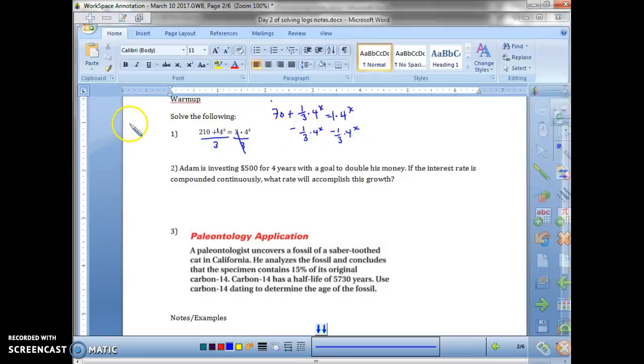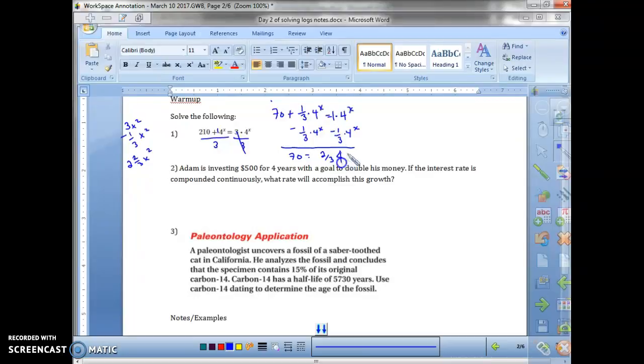It's helpful if you think of it as if you're doing 3x squared minus, let's just say, 1/3 x squared. And that would leave you with 2 2/3 x squared. So it's the same concept because 1/3 is a coefficient of the power, and on the right side 1 is a coefficient. So I end up with 70 is equal to 1 minus 1/3, which is 2/3, 4 to the x.